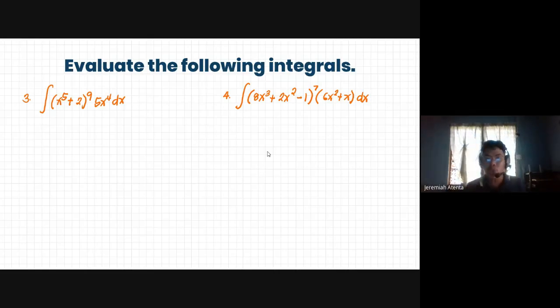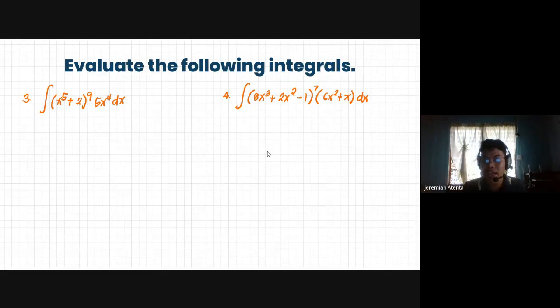Now, sino yung ngayon yung ililet u natin? Dapat yung ililet u natin will give a derivative that is almost the same. Not really equal, but almost the same so that we can still manipulate the given function. Almost the same with the other remaining expression. So, sino kaya yung dapat nating ilet u?